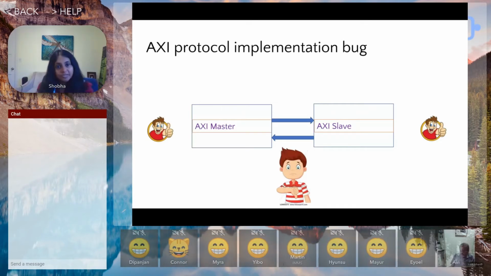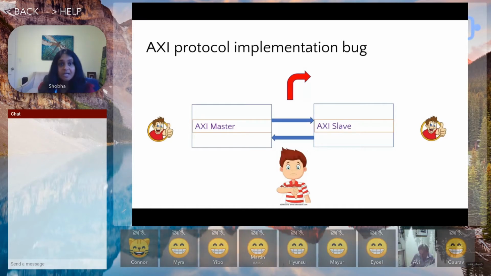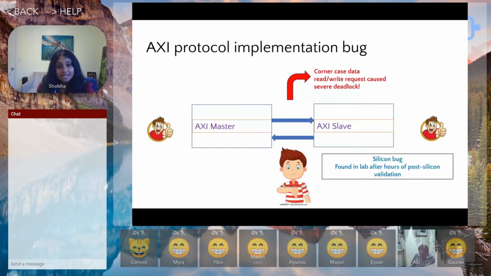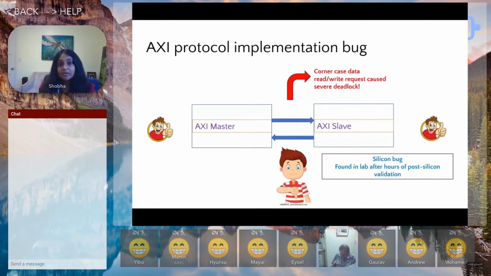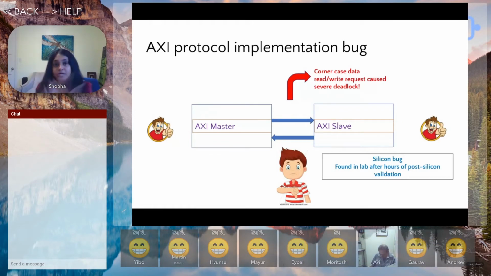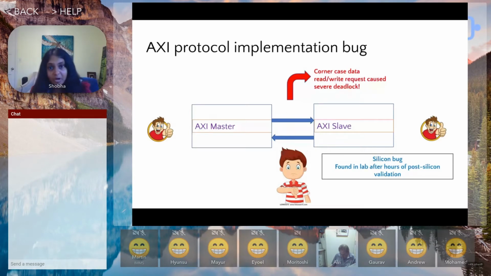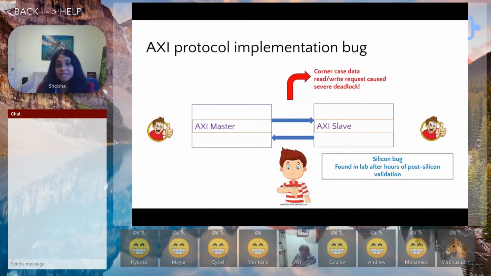But when you put it together, this doesn't happen, and you don't even detect that during your RTL development and simulation phase, but you detect it during the post-silicon phase, because the bug was a corner case data read or write request that caused a severe deadlock. And that was a particular deadlock that you did not think about while writing your properties or while writing the tests, and you never came across it, but you found it in the lab after hours of post-silicon validation.